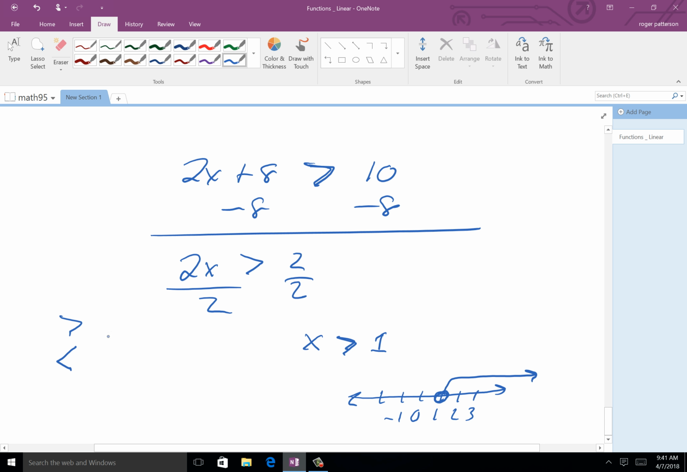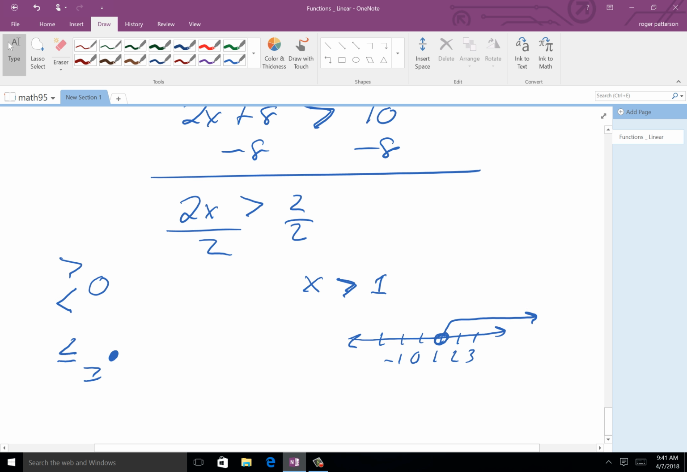The nice thing too is if you write the x first, this will point to where you're going to graph. Since this is pointing that way, then I know I'm going to go that way. But you have to write x first. Okay? If you don't, then it doesn't work that way. So this is with a graph.